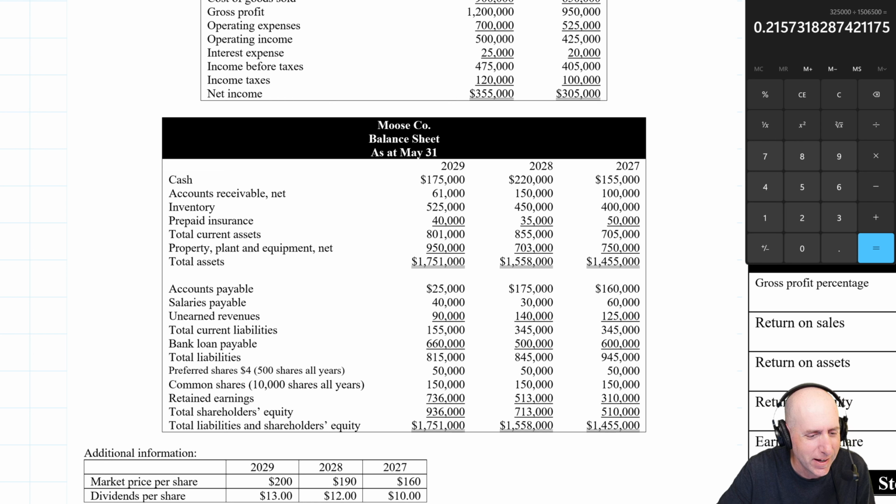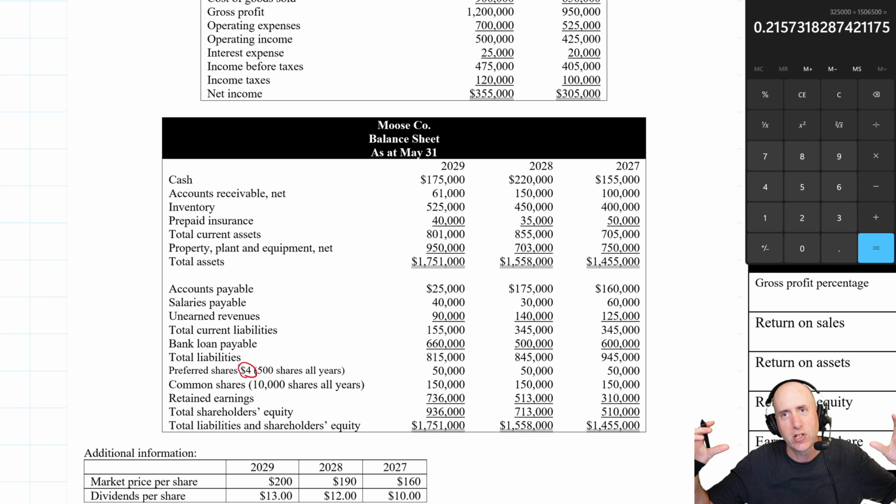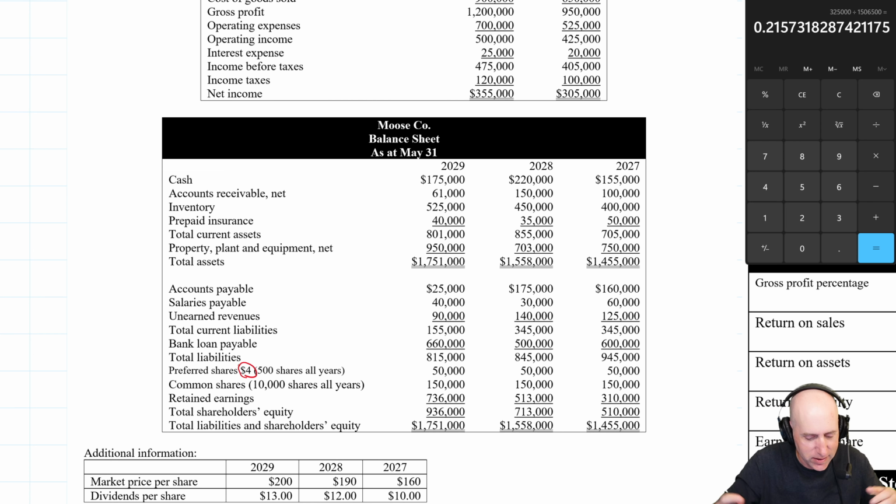We talked about equity. And what we said was preferred shares often feature a dividend, which is like a guaranteed dividend. And in this case, it's a $4 dividend. They state it when they're listing the various shareholders' equity items, and they also tell you how many shares they have. So they promise to pay a $4 dividend on 500 shares. That means every year there's a $2,000 preferred dividend.